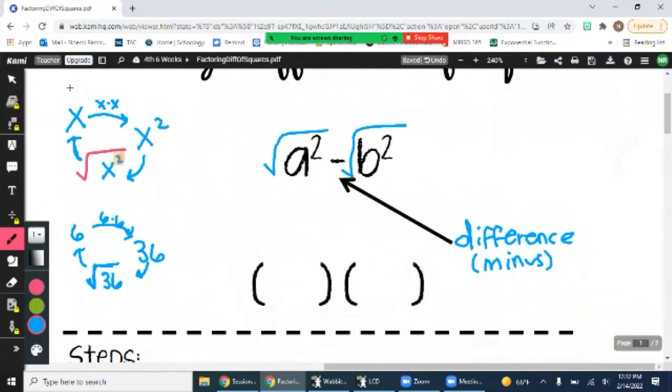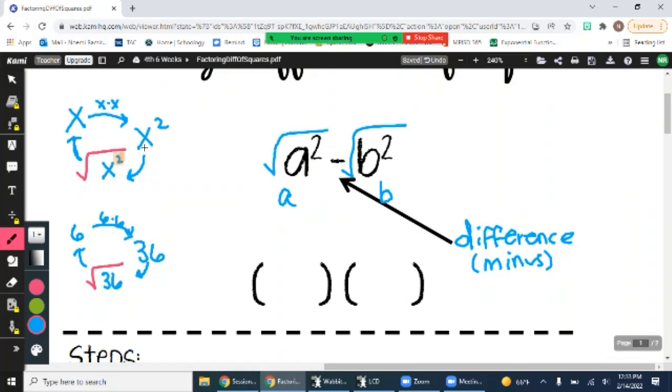Now, we just practiced this with the letter x, with the variable x. So let's practice with a different letter. What is the square root of a squared? A. And what is the square root of b squared? B. Get it? Get it? I was gonna say got it, and then I said.